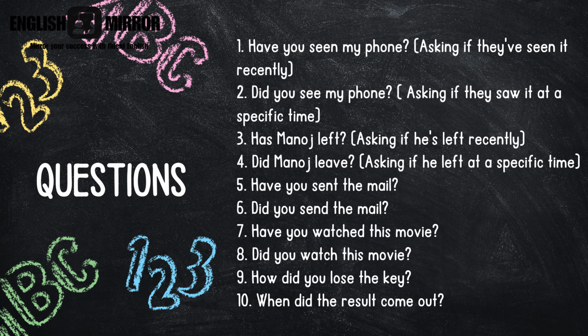And the next one, how did you lose the key? Like how was it lost? Where did you place that? That is what is asked here. And the last sentence, when did the results come out? When did, at what time? Asking about some particular time. When did the results come out? It's a past action, asking about some past action.